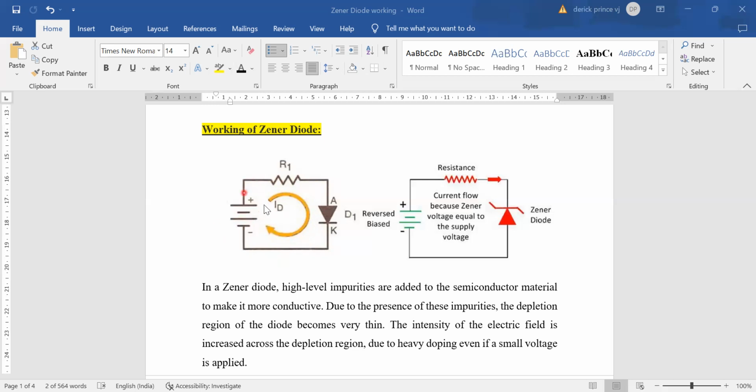When biasing is given, the holes, the plus charge, will repel, the holes will repel from this P type towards the N type. So the valence electrons in the P type will jump to the N type. There is a movement of electrons and there is a flow of current. So that is the forward bias of normal PN junction diode and normal Zener diode.